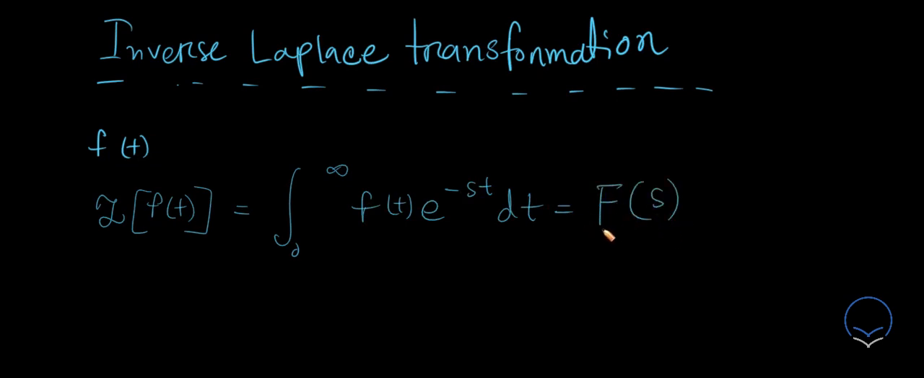So we ask, given that this F of s is already available to us, is there any kind of transformation that can extract out f of t? That's what the inverse Laplace transformation is. So if I write L inverse of capital F of s, this should give me f of t. This is our inverse Laplace transformation, and this can be achieved by the following integral.